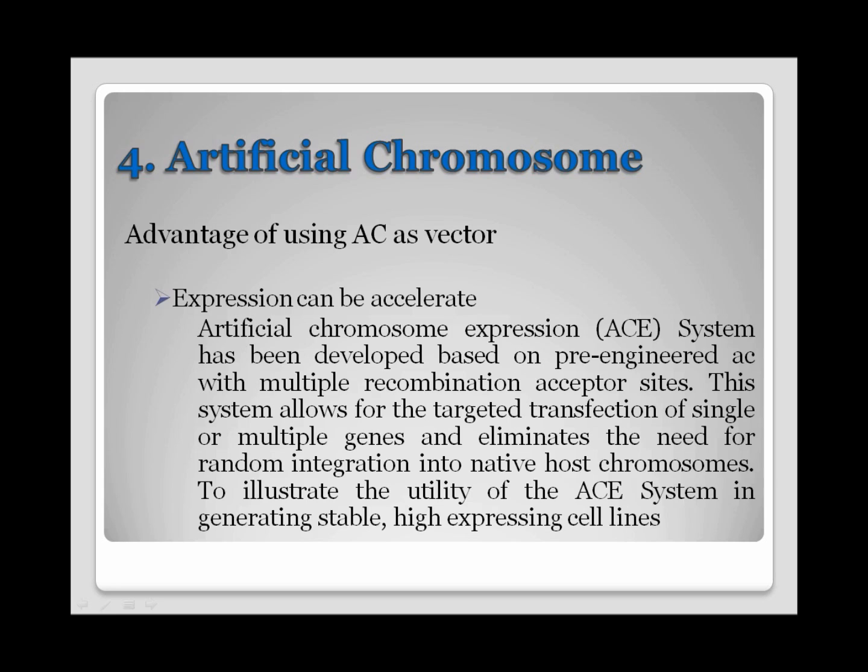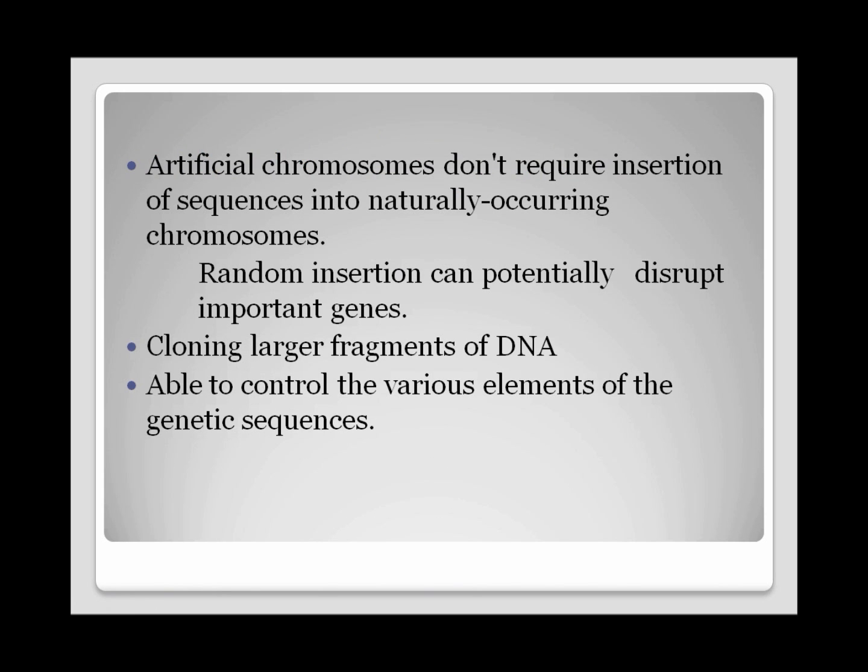Next, the artificial chromosome does not require the insertion of sequence into a naturally occurring chromosome, because random insertion into a natural chromosome can potentially disrupt important genes. The next one is that artificial chromosome can clone larger fragments of DNA compared to the natural one. And the researcher is also able to control the various elements of the genetic sequence.